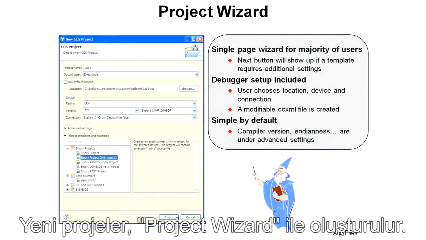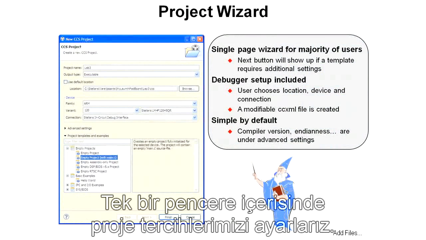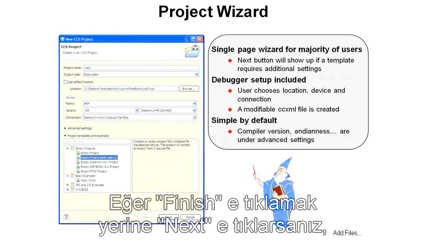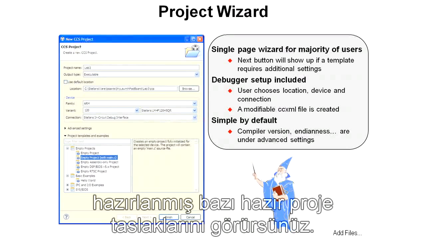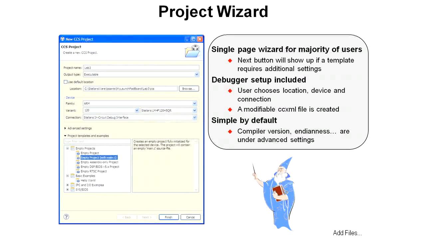New projects are created through the project wizard. And you can see the new project dialog on the left-hand side. So it's a single-page wizard for the majority of users. If you were to get to the bottom of this and rather than click the Finish button, you click the Next button, it would show up if you have a template that requires additional settings. In this case, this one does not.